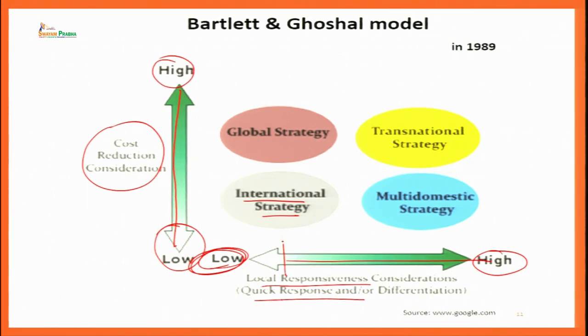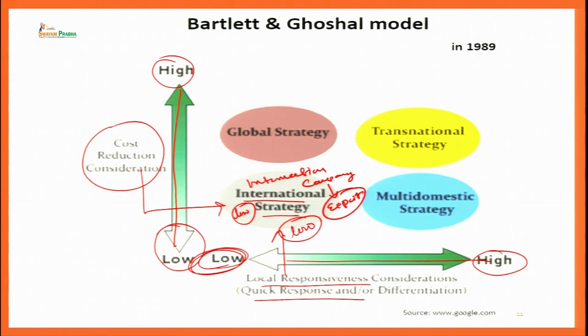So, when it comes to our international strategy here, what we can see, the local responsiveness pressure is low. On this side, the cost reduction pressure is also very low. So, that means there is no pressure upon a company to reduce the cost of the product when they are offering in the international market. Equally, they don't have to customize the product as per the taste and preference of the international market. So, what will you be doing in that case? What kind of strategy is this? This kind of company is going to be an international company. What do these companies do? They are into only export. They do exporting.